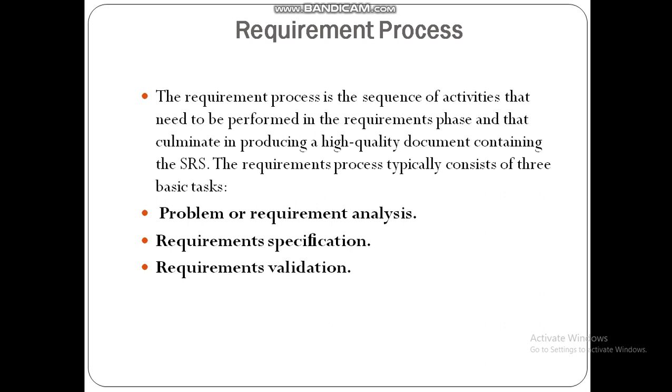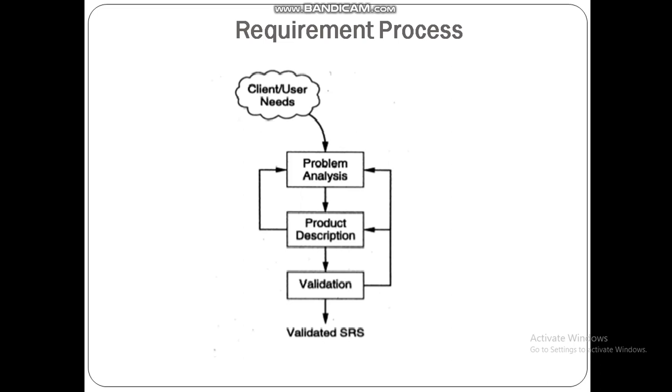Requirement process. The requirement process is the sequence of activities that need to be performed in the requirement phase and that culminate in producing a high quality document containing the SRS. The requirement process typically consists of three basic tasks. First one is problem or requirement analysis, then requirement specification and requirement validation. This is the block diagram of the requirement process. The system is mainly implemented for the user or client needs.